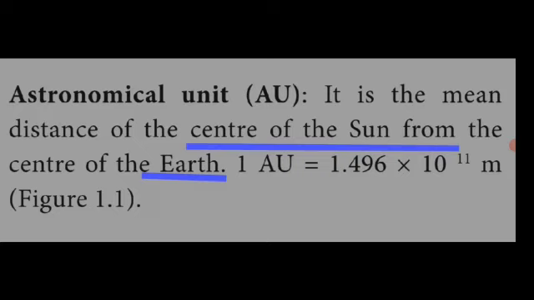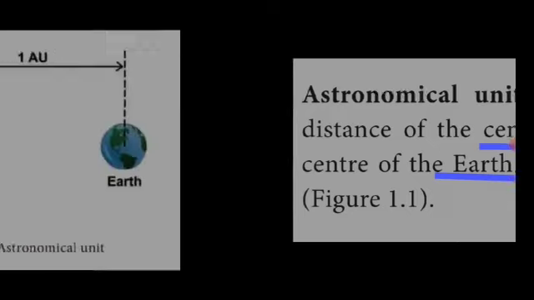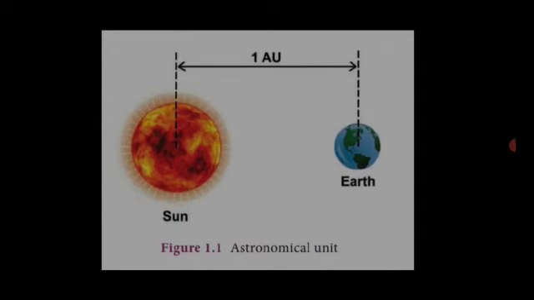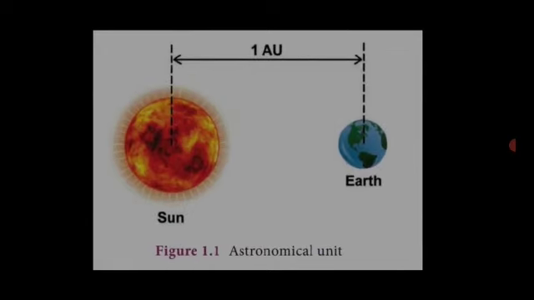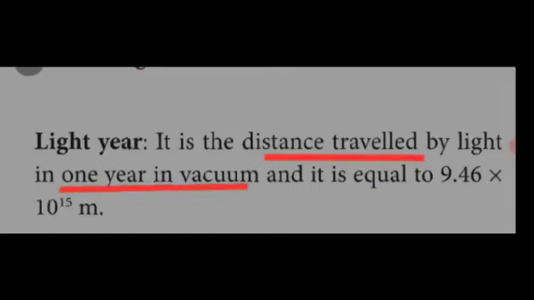Once again, recall what is an astronomical unit. The mean distance of the center of the Sun from the center of the Earth is called an astronomical unit. See this picture: one is the Earth, another one is the Sun. The mean distance between the center of the Sun and the center of the Earth is called 1 astronomical unit. Let's see another larger distance, that is light year.